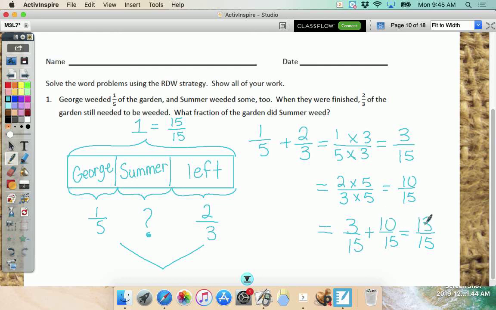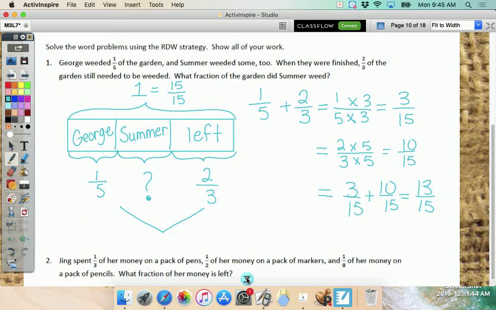Is 13/15 my answer? No, it is not. 13/15 is just the answer to right here. Okay, so now, what do I have to do? Subtract. From what? From 15/15. Your one whole has to be in front.